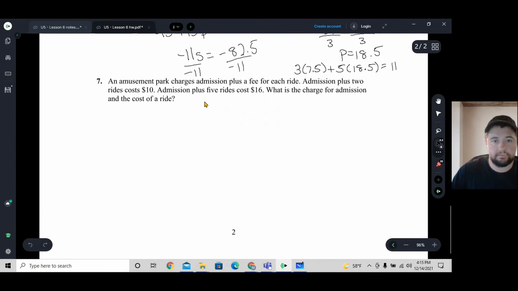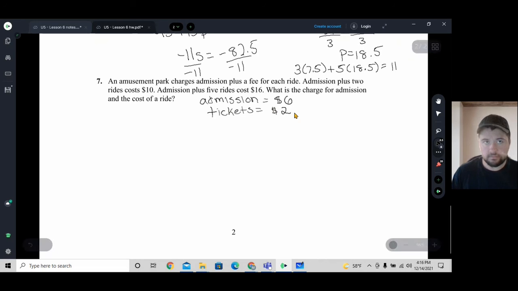Problem number 7. Admission was $6, and the tickets for the rides were $2. If we got this answer, we are done. If not, let's go over it.